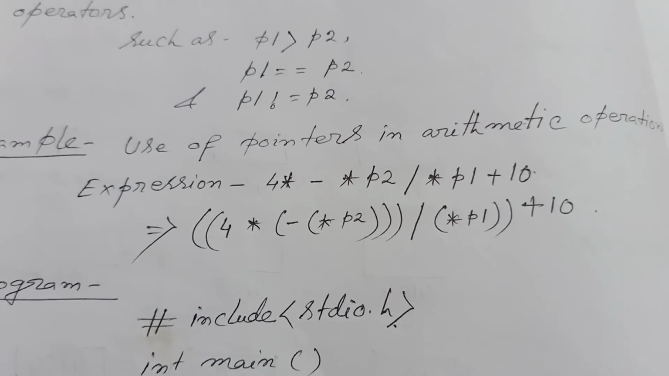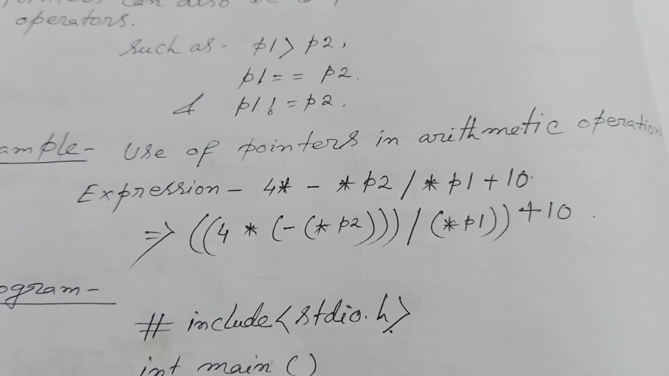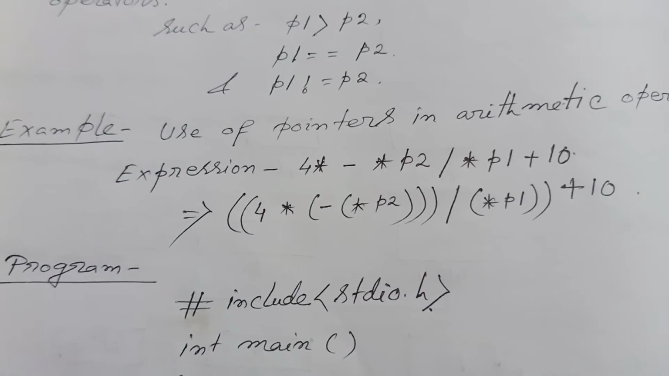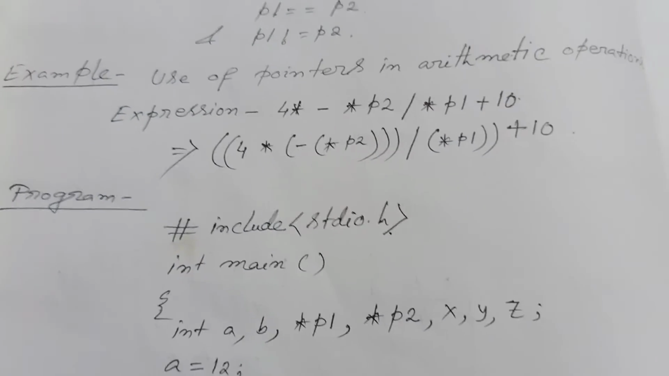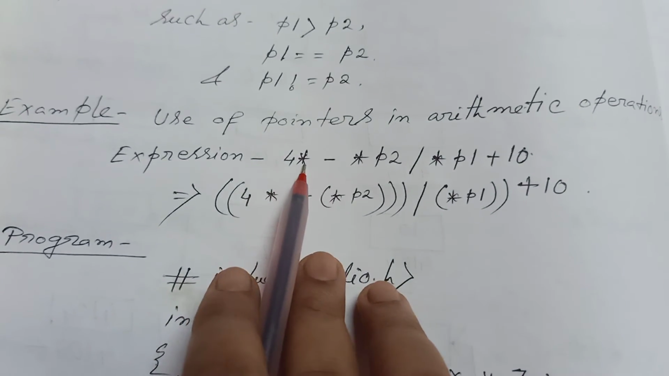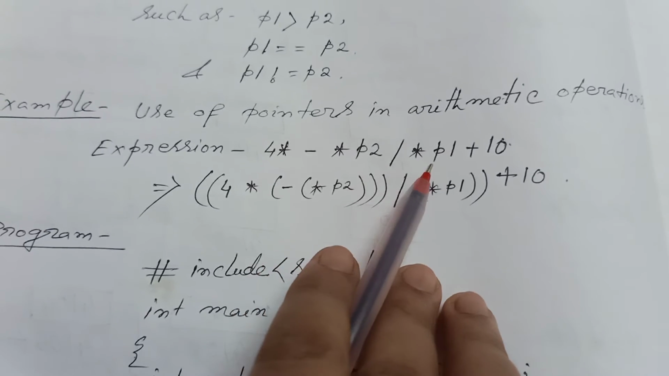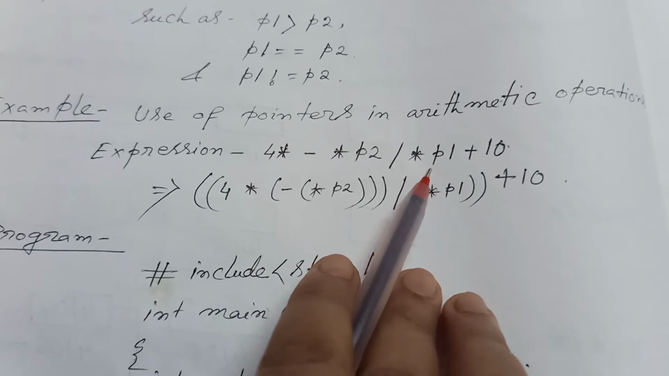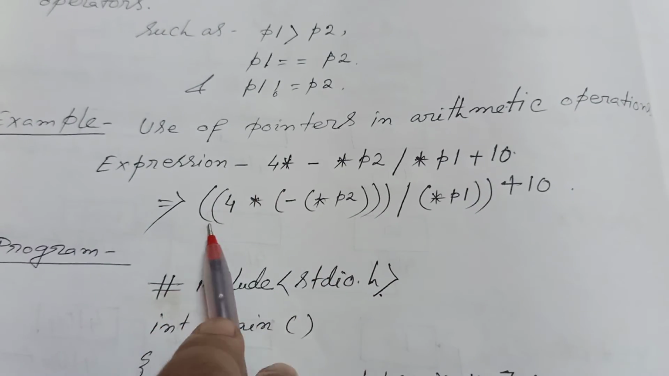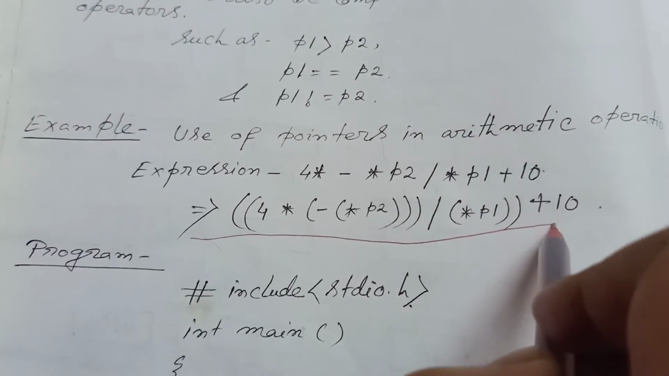Or better to say, how we are using arithmetic operations with pointers, we can see with a program. So the expression is 4 into minus *p2 divided by *p1 plus 10. This expression could be evaluated in this way.